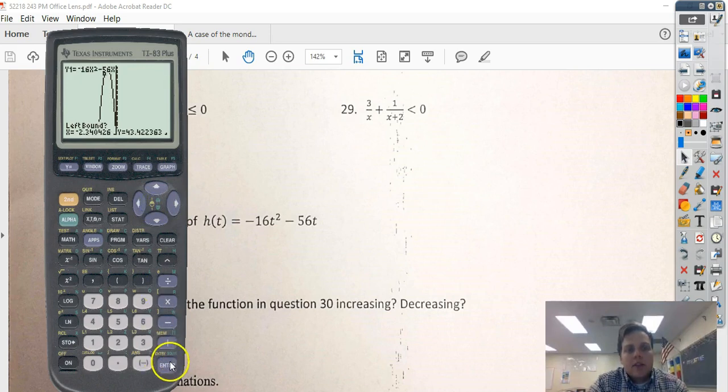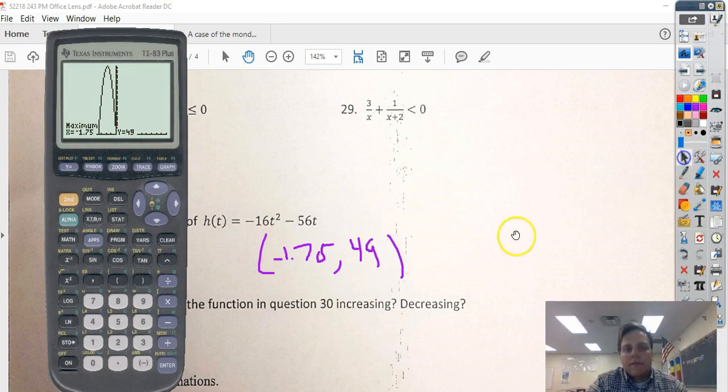Alright, I'm to the left. Press enter. Right bound. Get it to the right side. Okay, I'm to the right. Press enter. Press enter. I get negative 1.75, comma 49. So negative 1.75, comma 49. Bam, there we go. Okay.